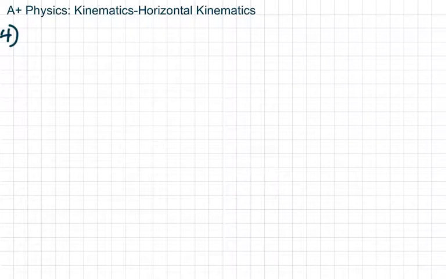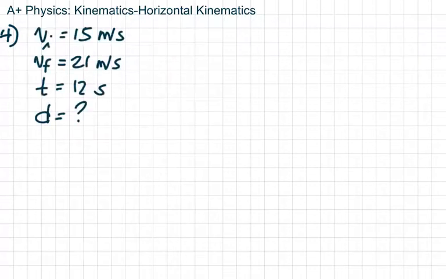Number 4, I'm not going to reread the problem. You could do that. So we have v initial 15 meters per second. We have v final is 21 meters per second. The time is 12 seconds, and it wants to know how far it goes. Got my givens, got my unknown. Based on the givens and unknown, I solve for how far.